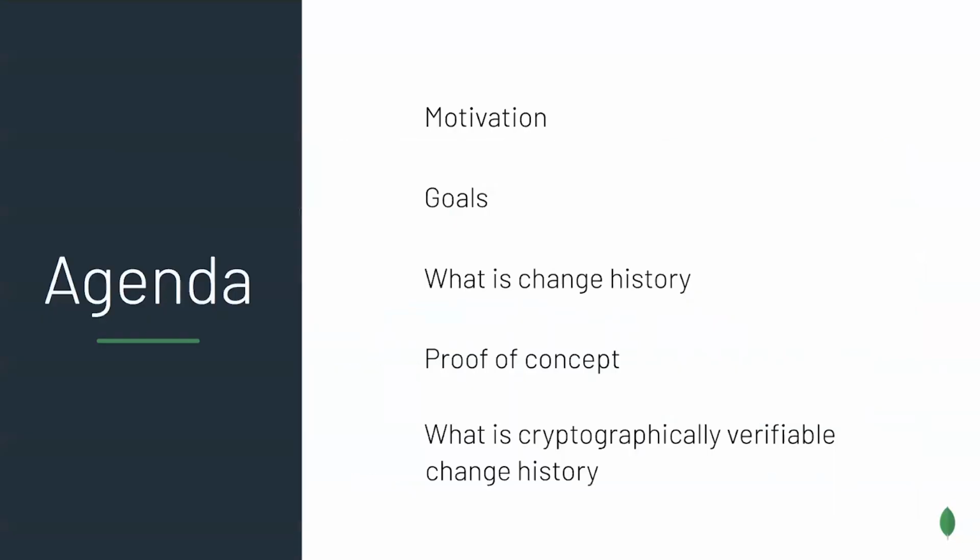Here is the agenda for the talk. First, I will motivate why cryptographically verifiable change history is needed. I will then describe the goals of the talk and what is meant by change history. I will then give an overview of the proof of concept with links to the GitHub code. Finally, I will explain what is meant by cryptographically verifiable change history and how it has been implemented in the proof of concept.